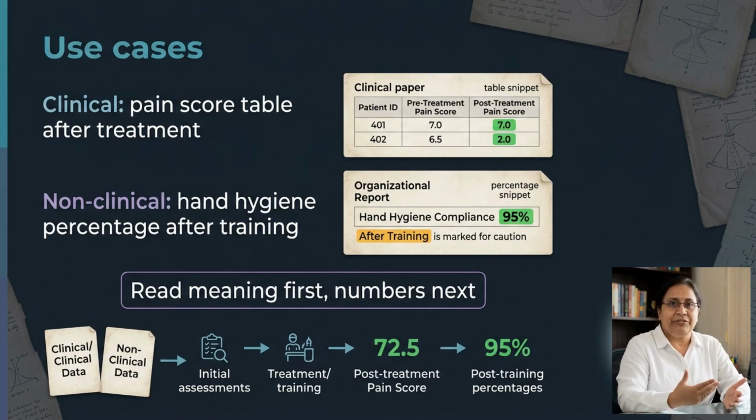So remember this final line from the series. Do not read statistics as isolated numbers. Read them as answers to a research question. That is the key to reading research papers with confidence.